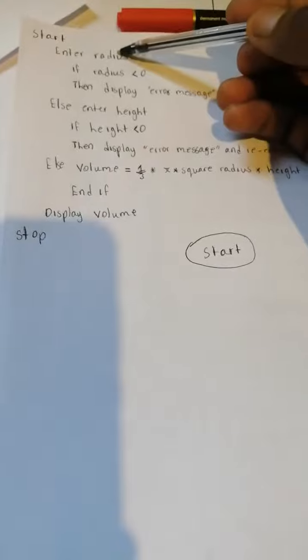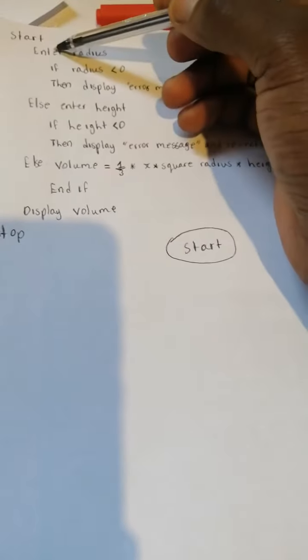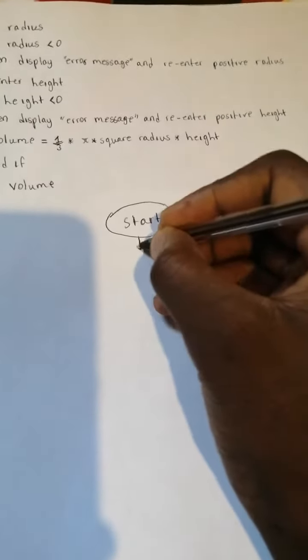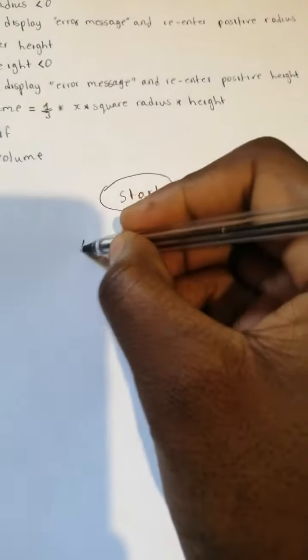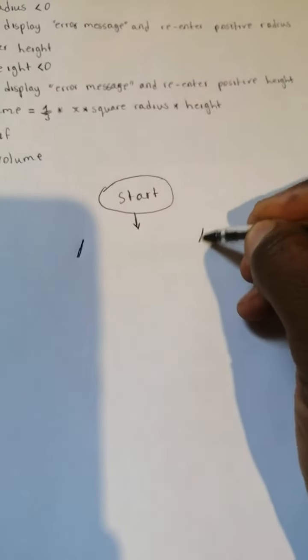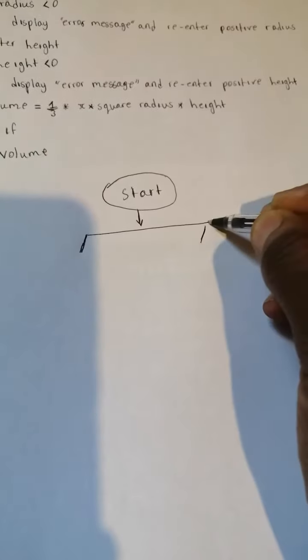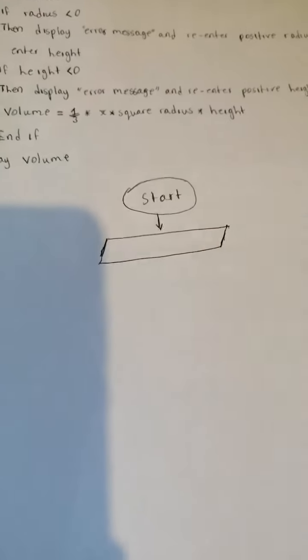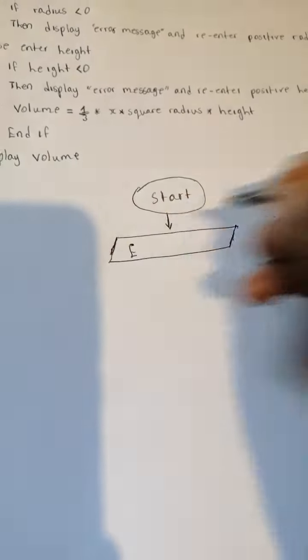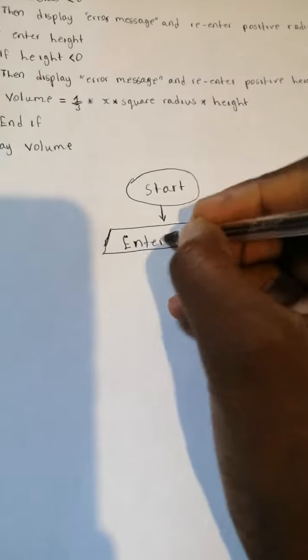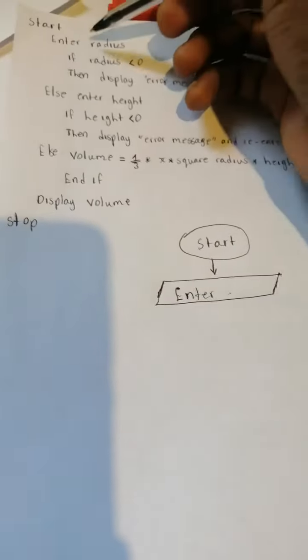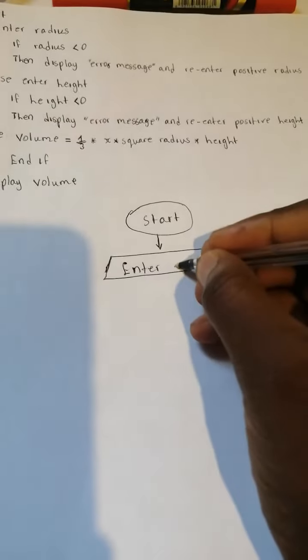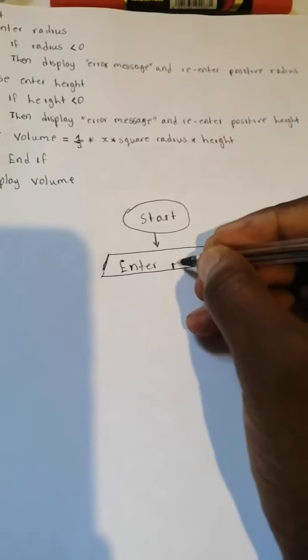Again, the second step is enter radius. Notice that we have enter, so enter is an input. Here we are going to draw an arrow going down like that, and then draw a parallelogram, which is for input. Inside this parallelogram I'm going to write enter R. So instead of writing enter radius, we're just going to say enter R.